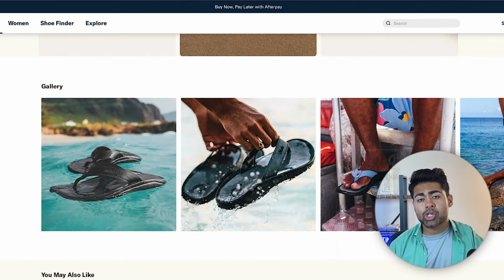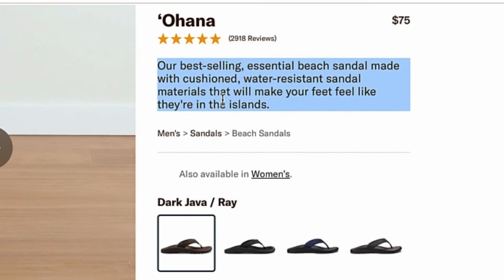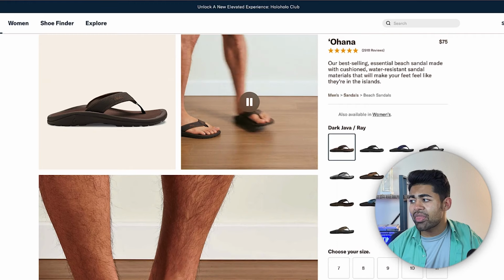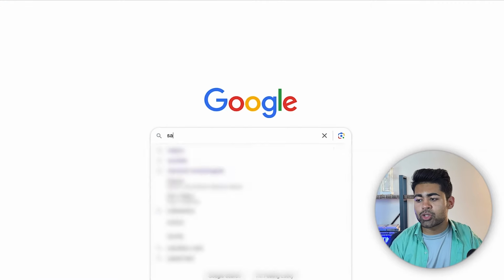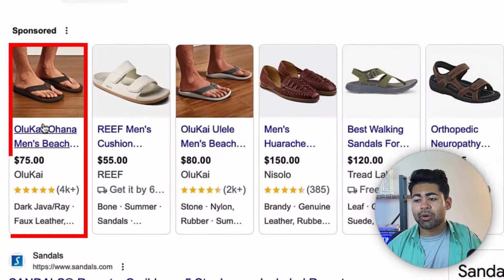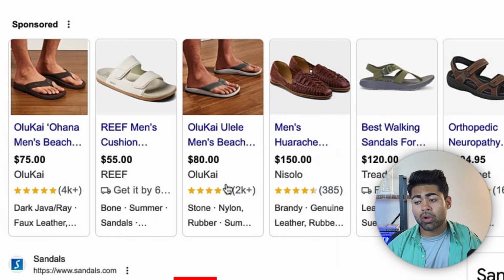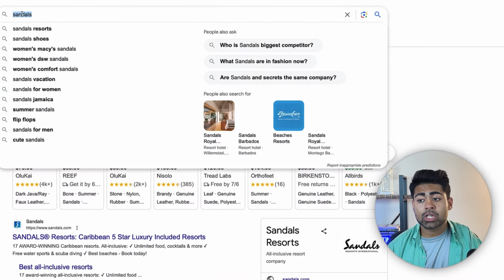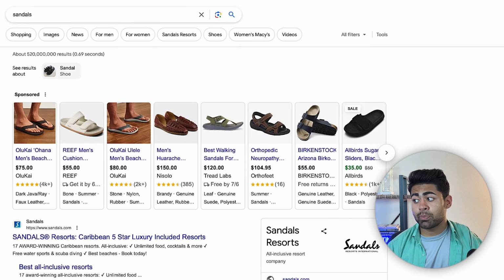So what I want you to understand is just how small this description is. But despite that, if you go on Google and if you just type in the word sandals, for example, you will be able to see that they're ranking number 1 for their product and also number 3 for one of the most heavily searched keywords, which is pretty amazing.